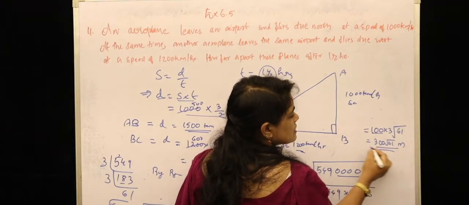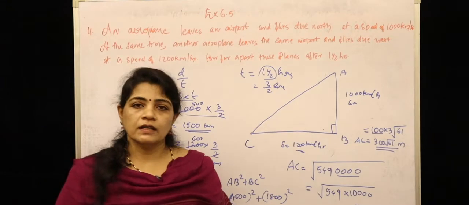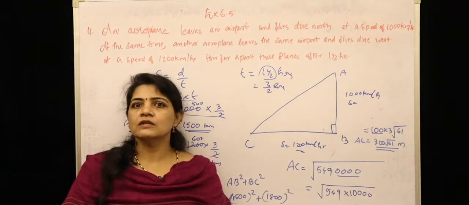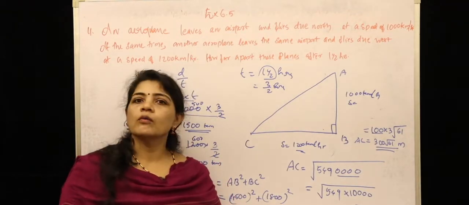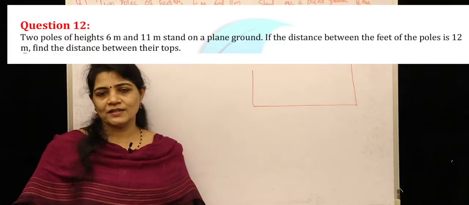This is the distance between these two aeroplanes after 1.5 hours. This is the 11th question. So simple calculation. Just do the prime factorization properly so that you can easily reach the required answer. Now the 12th question.